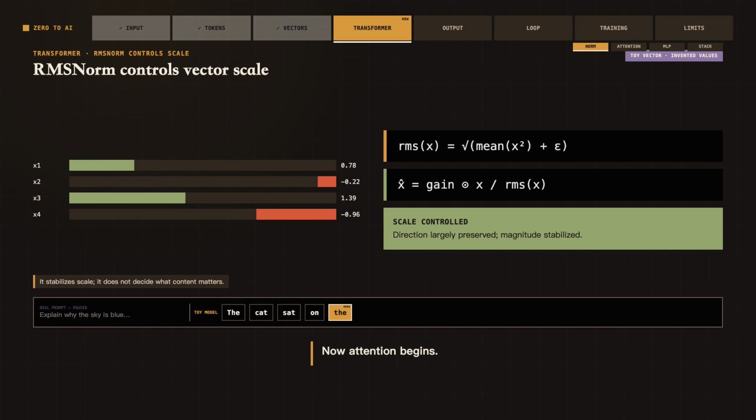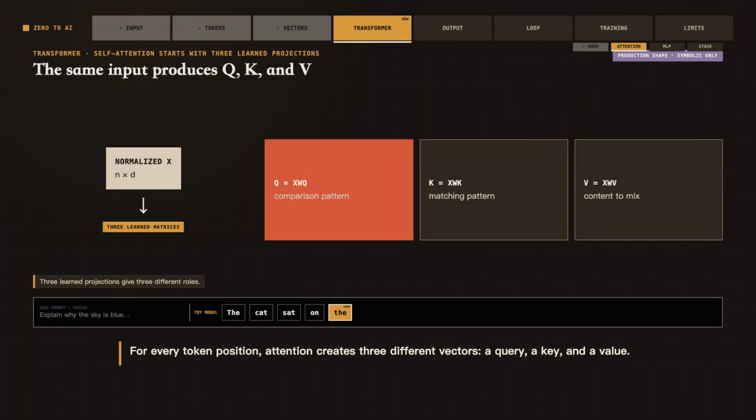Now, attention begins. For every token position, attention creates three different vectors: a query, a key, and a value. Starting from the normalized matrix X, the model multiplies by three learned weight matrices. Q equals X times WQ. K equals X times WK. V equals X times WV. Using row vector notation, X has n rows and width d.